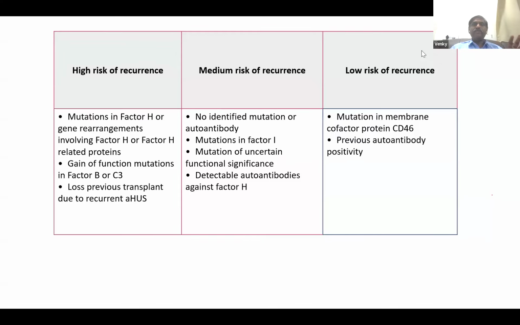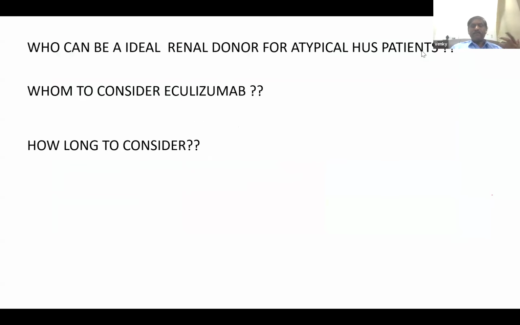The risk stratification is very important because when we discuss transplant for a patient with TMA, there are some questions that come to us. One is, who can be an ideal donor for this patient, cadaver or a living donor? Do we even consider a living donor in a patient with atypical HUS?